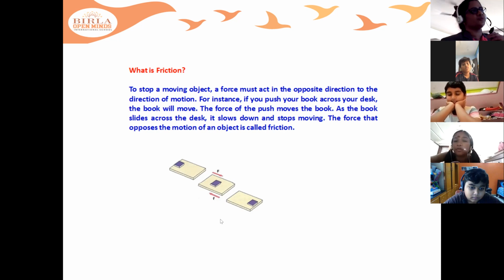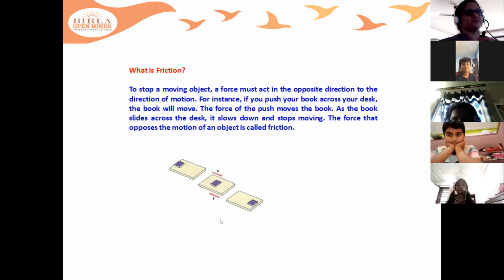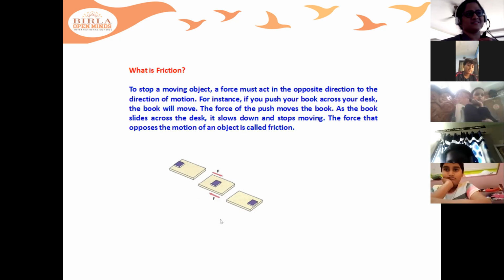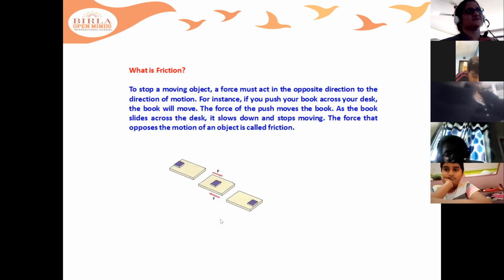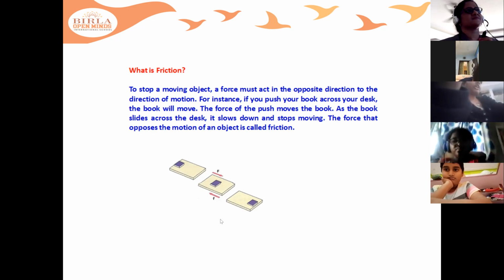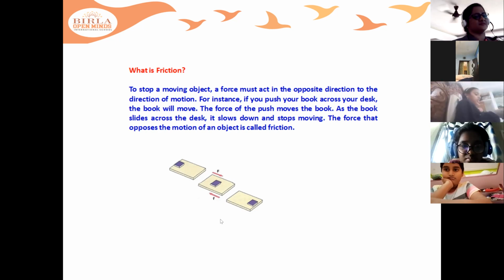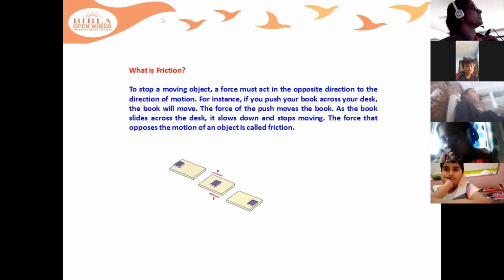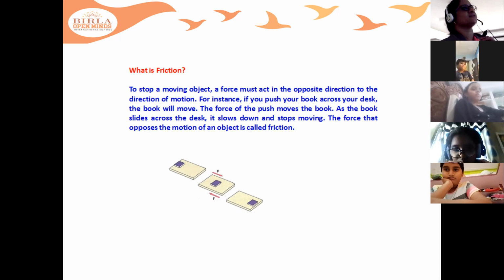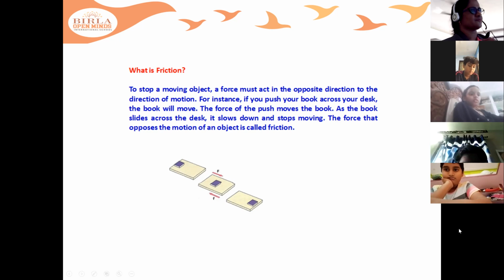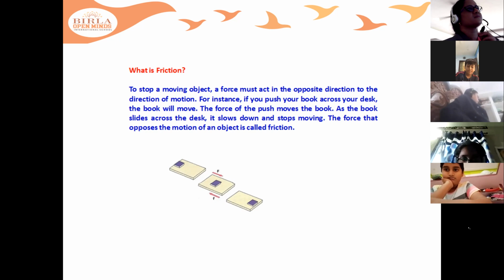Football. Yes, ma'am. Why? What is the reason? Ma'am, because it is round in shape, ma'am. The ball is a sphere or circle shape, so it can move. Sorry, I'm unable to hear you, Lasya. I'm unable to hear you. Not only her, ma'am. Anyone can't hear her.